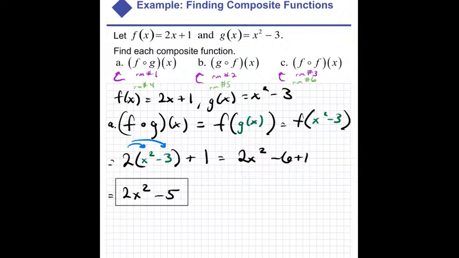Okay? Let's look at part B. B asks us to do g compose f of x, right? So it was the reverse, right? I think we saw in the last one that this composite symbol is not commutative, right? The order is important. If we switch the order, it's more than likely going to switch our result, right? So let's see what happens.